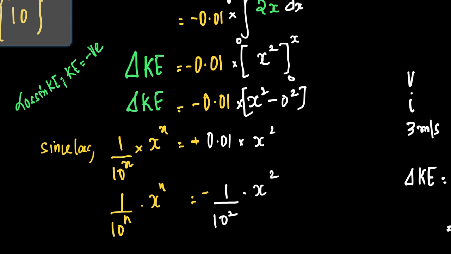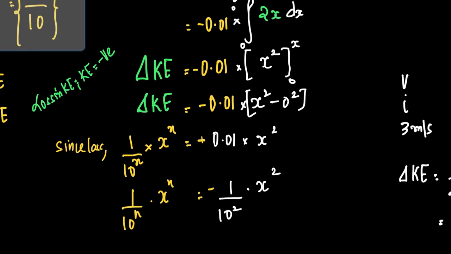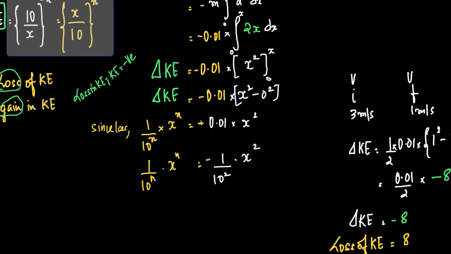Now, if we arrange 0.01 as 1 by 10 square, because 0.01 is 1 by 100, that is 1 by 10 square, you can compare this value here. LHS is x to the power n, RHS is x to the power 2, so n has to be 2. Other way around, 10 to the power n, 10 to the power 2, again n is 2. So that's what we have here.